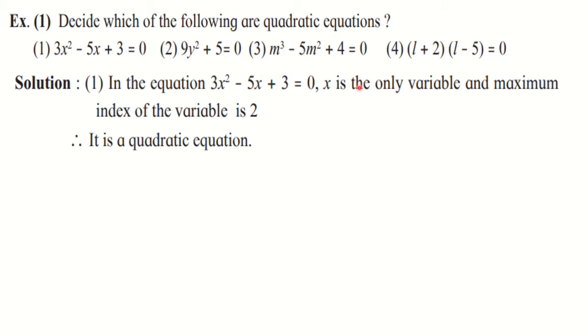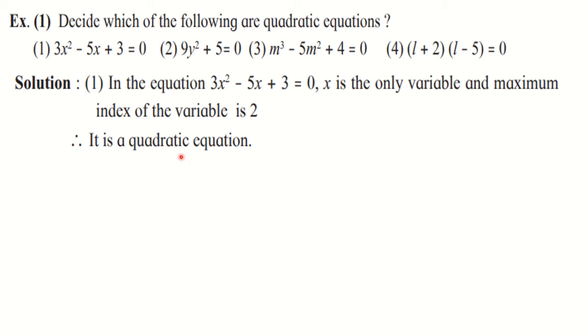So you can write down x is the only variable. This is the first condition satisfied. And the second condition is what? The maximum index is 2. So both the conditions are satisfied. Therefore, it is a quadratic equation. Okay, so in this way, you have to check for these two conditions. You have to write for these two conditions, and then you can write down whether it's a quadratic equation or not.